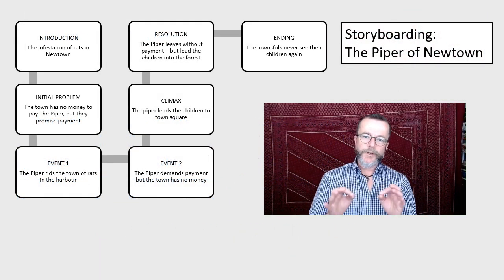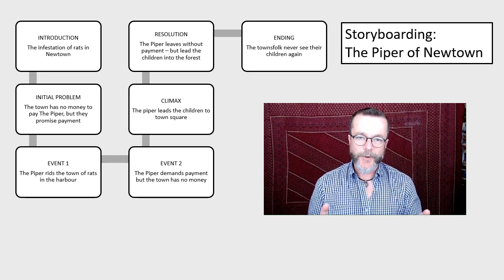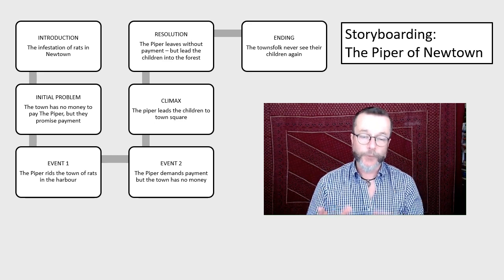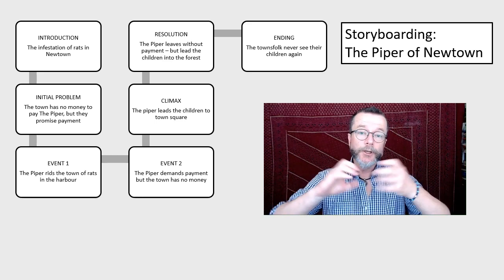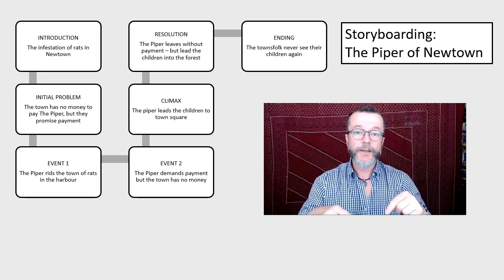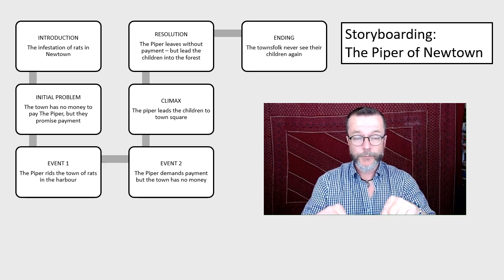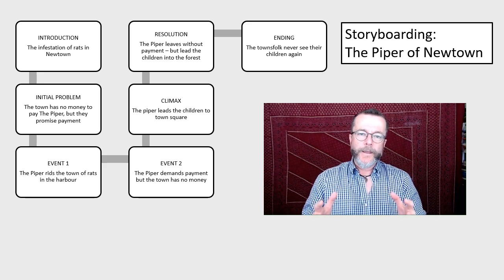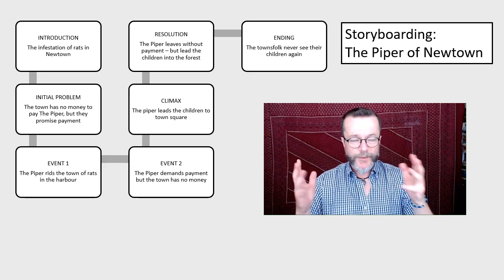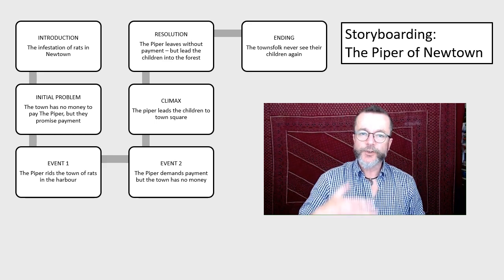If you want to look in detail at the structure of the Piper of Newtown, you can look at task 4 if you haven't done it already, and look at my presentation on there where I pull the story apart. There is a link on your class notebook page for these 2 tasks. But a simpler version is to present you with a storyboard like this.